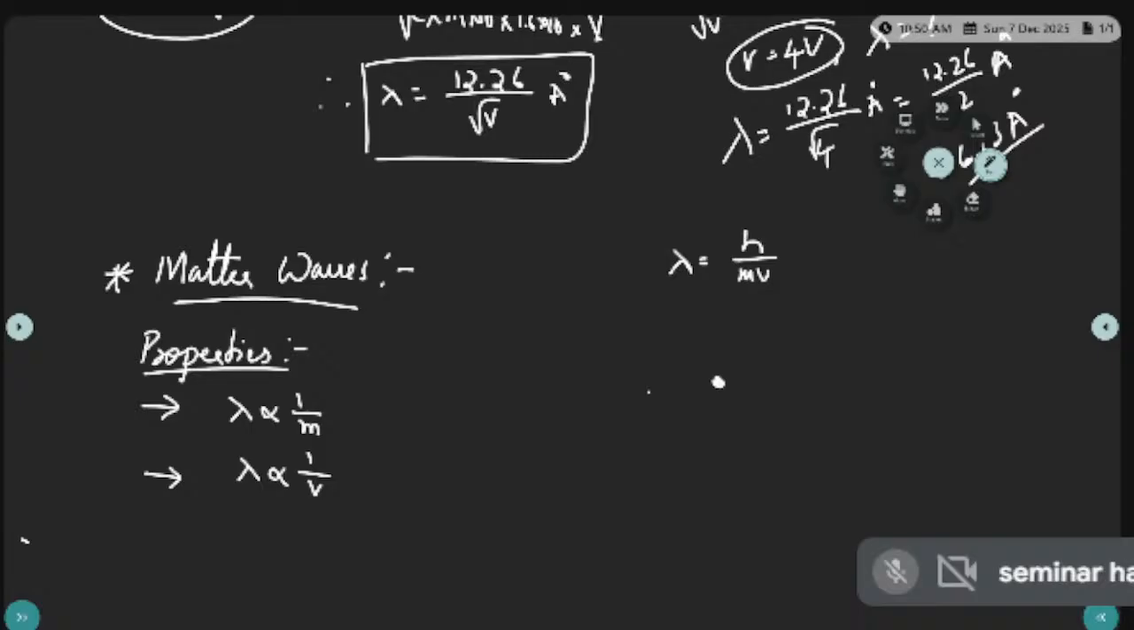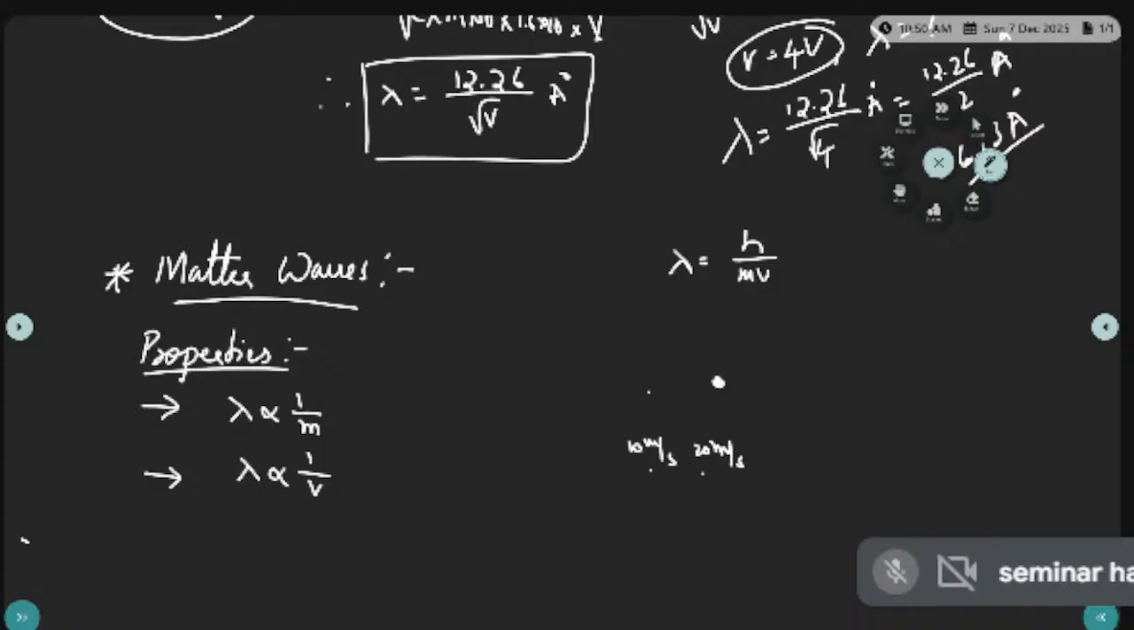So I'll take two particles of the same mass. One has velocity 10 meter per second, the other has velocity 20 meter per second. Both are moving with different velocity. What about the wavelength associated with them? Same or different? Different. Which will have more, which will have less? Smaller velocity, larger wavelength. Larger velocity, smaller wavelength.